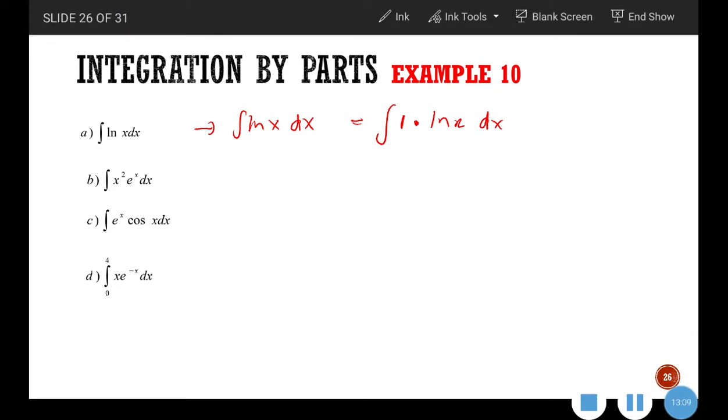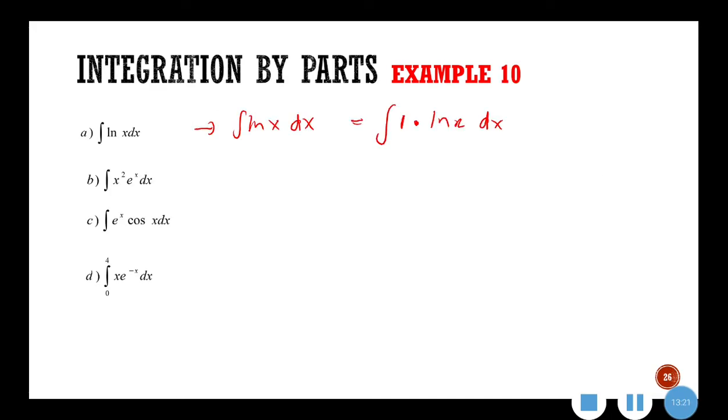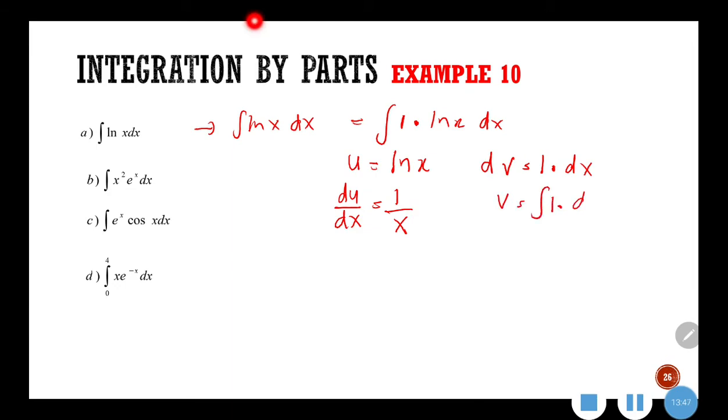So if we look into the priority, can you see? The first in the list is the logarithmic function to choose as u. So definitely for this one, we're going to choose u equals ln x. Then we have dv equals 1 times dx, or you can just write dx. So from here, let's proceed. For u we differentiate, du over dx is equal to 1 over x. And then for dv, we integrate 1 times dx. Integrating 1 we will get x.